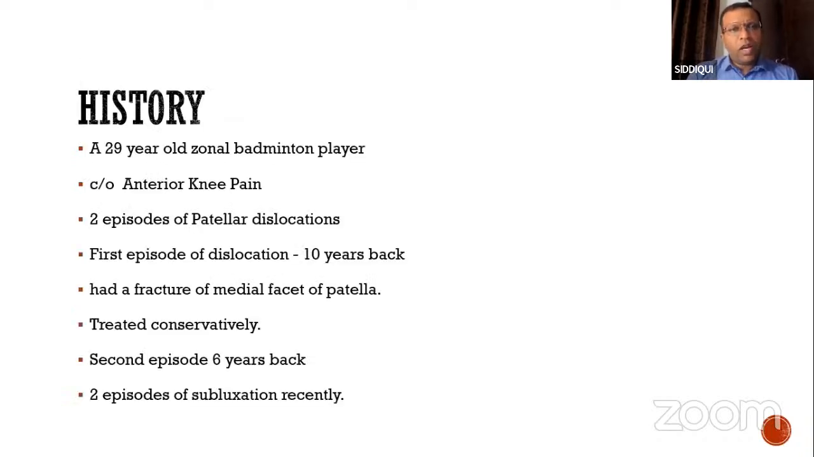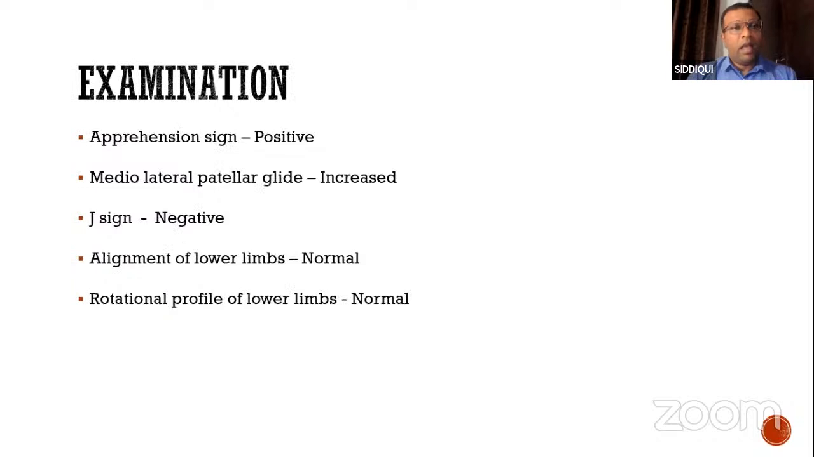A 29-year-old zonal badminton player presented to us with the complaint of anterior knee pain. He had 2 episodes of patellar dislocation. The first episode was 10 years back, which was associated with fracture of the medial facet. It was treated conservatively. The second episode was 6 years back. At the beginning of this year, he had 2 episodes of subluxation, which were treated by physiotherapy and muscle strengthening exercises.